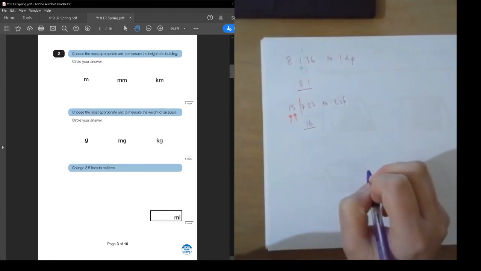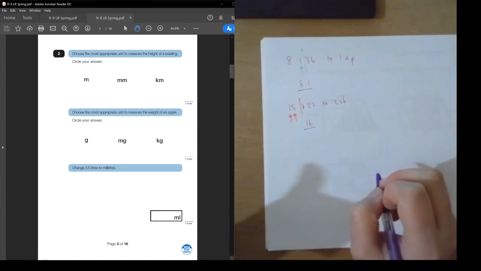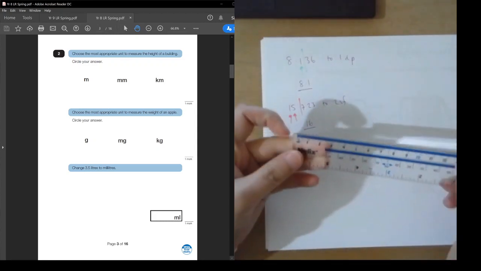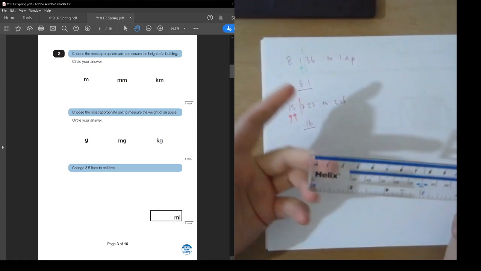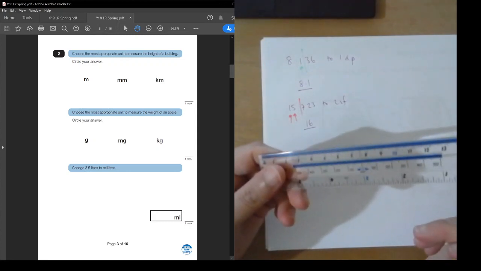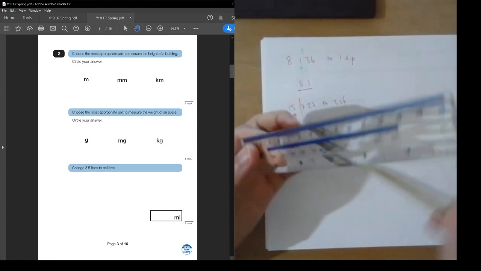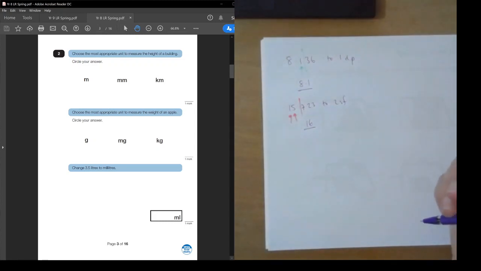Next one: choose the most appropriate unit to measure the height of a building. This one should be pretty logical. Meters you can use for buildings, people, the edge of a garden, a fence, those kinds of things. Millimeters would be very small. This would be if I'm measuring something incredibly small, like the width of your eraser or the thickness of this pencil. That would be millimeters. You don't use millimeters for the side of a building.